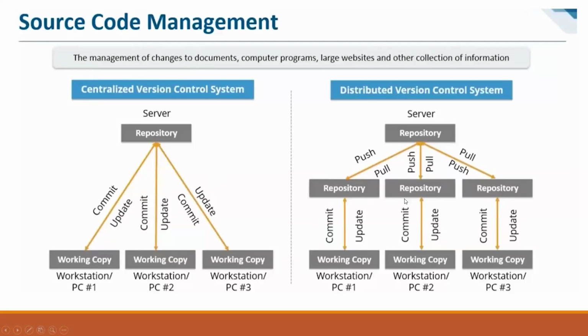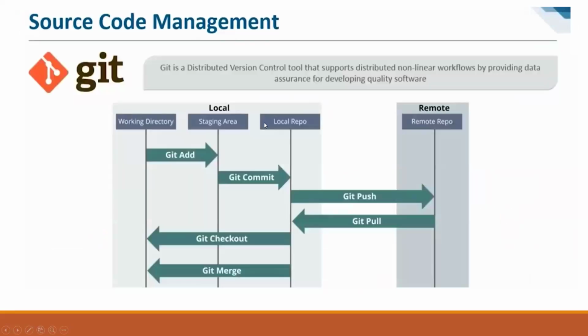But in the distributed version control system, the commits, who committed, when committed, everything is tracked. How do we push the code? In the local repository, through git add from the working directory we push to the staging area, then from staging to the local repository. So this is the tracking in the distributed version control system. Git is a distributed version control tool that supports distributed non-linear workflows by providing data assurance for developing quality software. You understood?